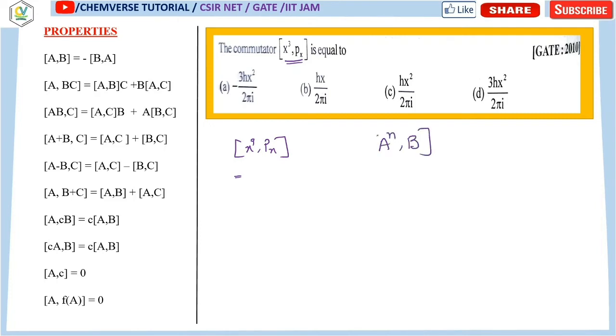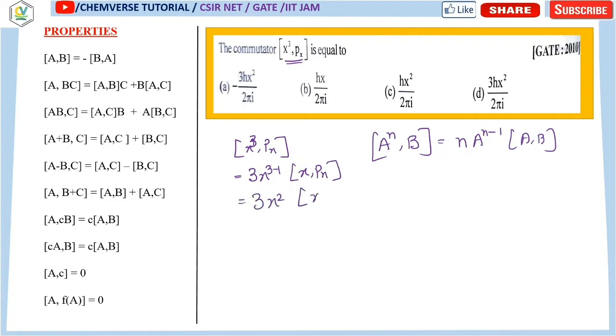So a to the power n commutator b is basically n a to the power n minus 1 times the commutator of a and b. In this way I can say it is 3 x to the power 3 minus 1 times the commutator x px, so it will be 3x square times the commutator x px.